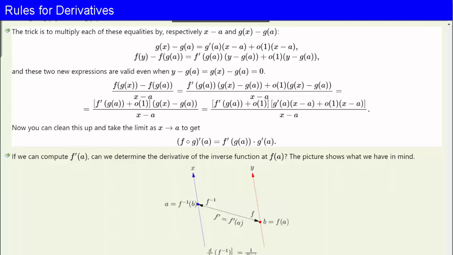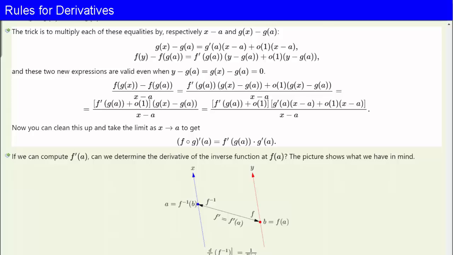This gives you g of x minus g of a is g prime at a times x minus a plus little o of 1 times x minus a. And the second equation gives you f of y minus f at g at a is f prime at g at a times y minus g at a plus little o of 1 times y minus g at a. And these two new expressions are even valid when y minus g of a, that is g of x minus g at a, is 0.